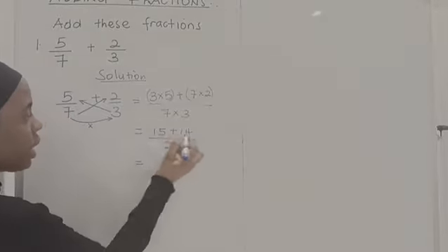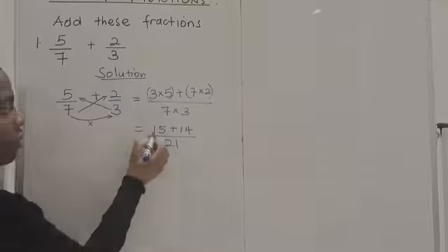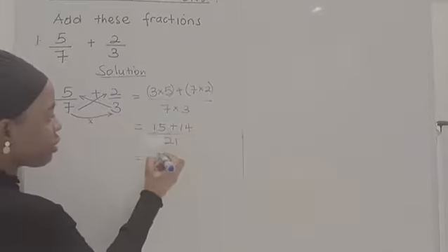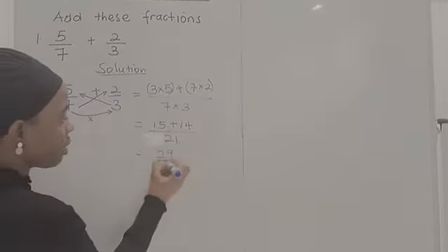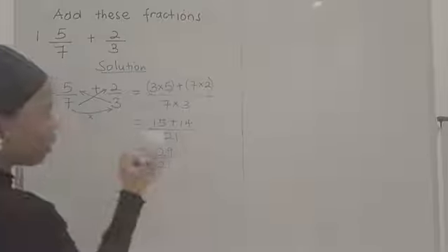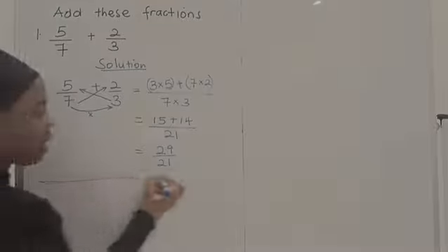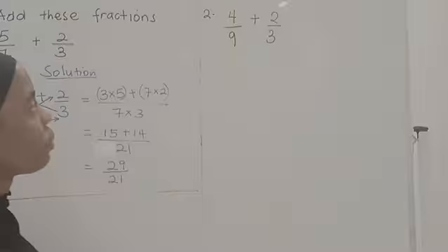So let us add the addends. We have 15 plus 14, you get 29. Divided by 21. Okay, so that is our answer. Okay, we have the second one.